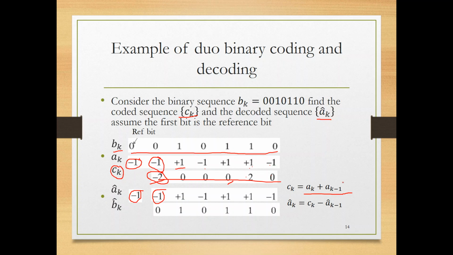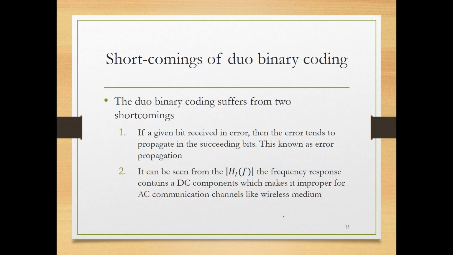We used only this equation at the transmitter, the duobinary coding equation, and this is the duobinary detection equation at the receiver with a reference symbol. So this is basically how you perform the modulation and detection of duobinary signaling using these two equations.